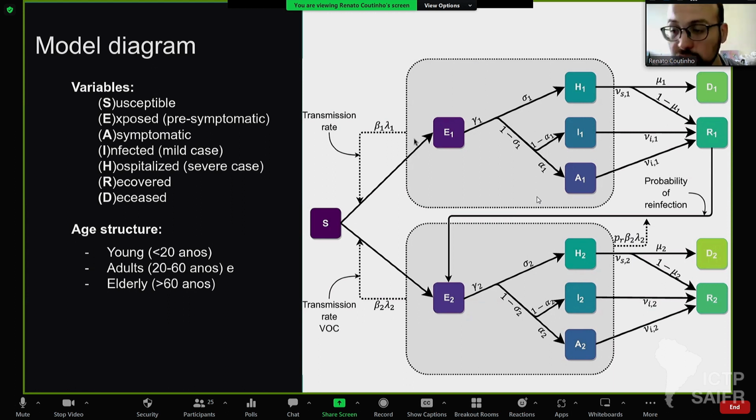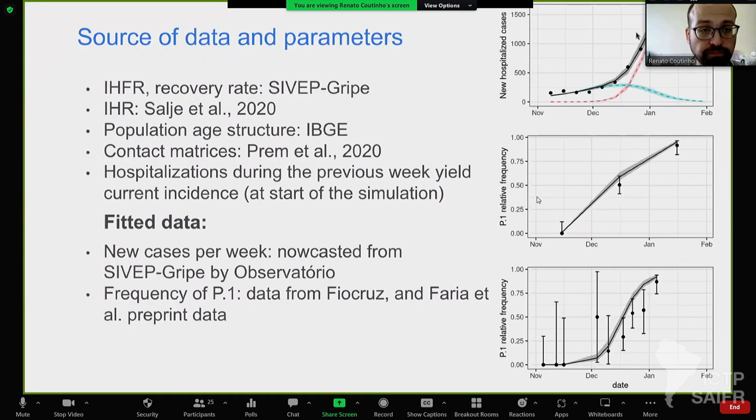And the goal here is that we have a few parameters that we don't know, and we would like to be able to estimate them. What are those? The transmission rate of the new variant, that is the beta 2 over here, and the probability of reinfection: how large is the chance of reinfection by this new variant?